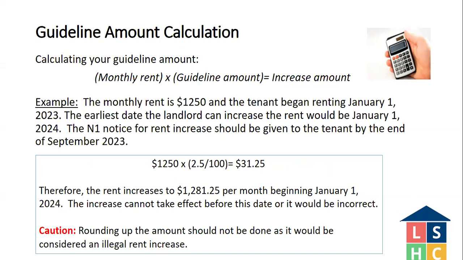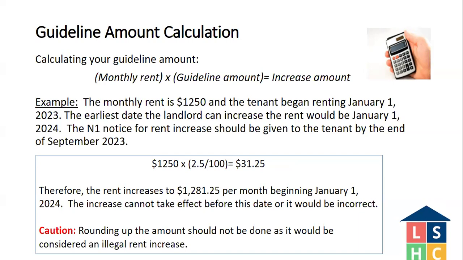When calculating the increase amount, simply take the monthly rent and multiply it by the appropriate guideline percentage. The example with a $1,250 monthly rent shows the allowable increase for 2024, which is 2.5%. This equals $31.25. When serving the N1 form, the new rent amount can be listed as $1,281.25, or you may want to round down to $1,281. Do not round the amount up, as this is incorrect and would make it an illegal rent increase.